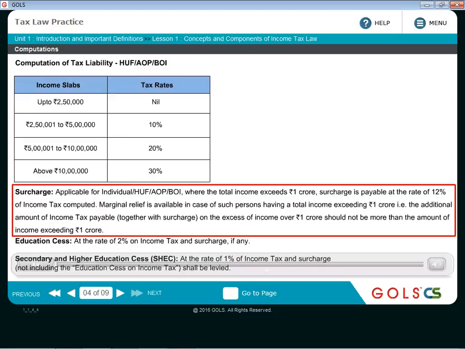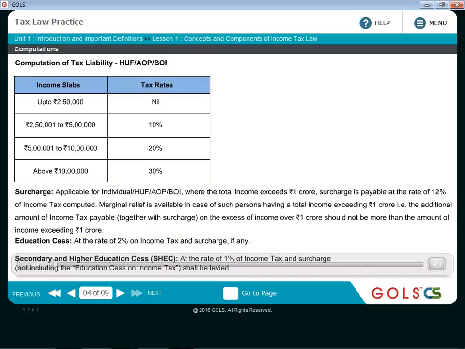So remember, when the income of the individual, HUF, AOP or BOI exceeds rupees 1 crore, then they are required to pay surcharge at the rate of 12% on the income tax. Here we have to remember that for a person whose income marginally increases beyond 1 crore, in those cases their additional tax liability, that is surcharge, is more than the amount of income generated exceeding 1 crore. Then marginal relief is available because their income exceeding 1 crore is less than the overall increase in tax liability, and therefore the concept of marginal relief has come into the picture.